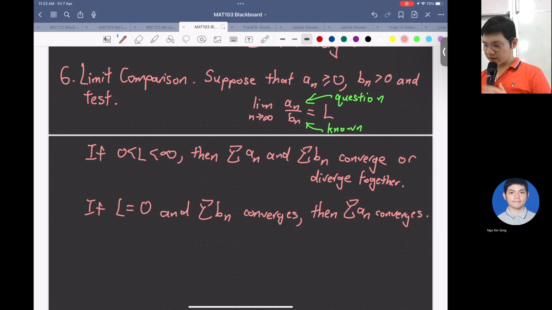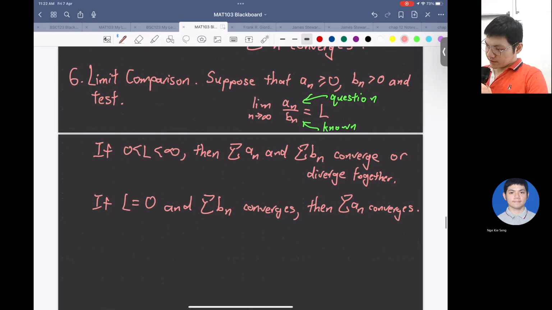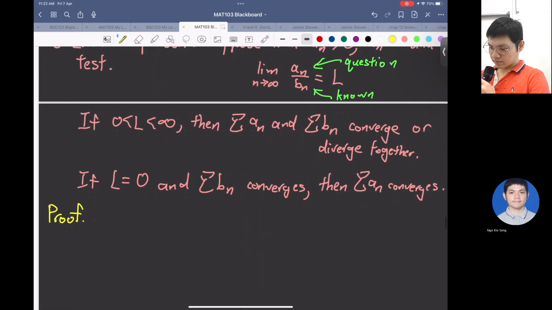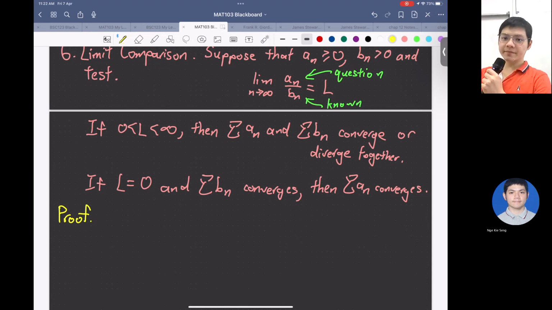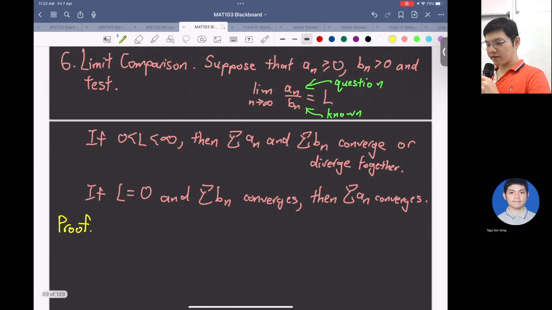And let's quickly prove this. Okay, so what's the idea here? So the idea here is we are trying to make use of the fifth test, which is the comparison test. Can we bound an by something? Okay, so we will prove the first one first.